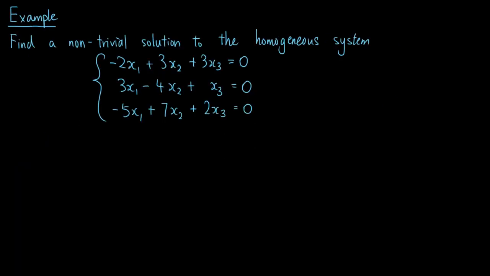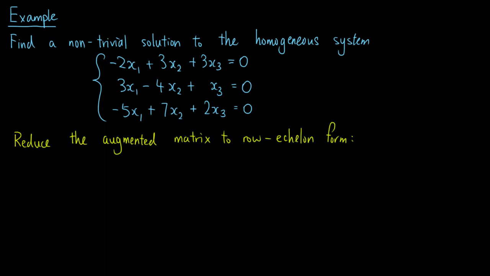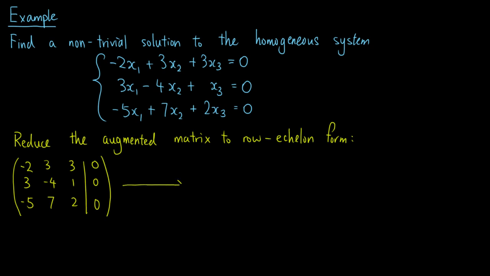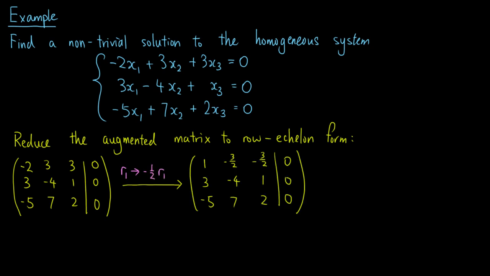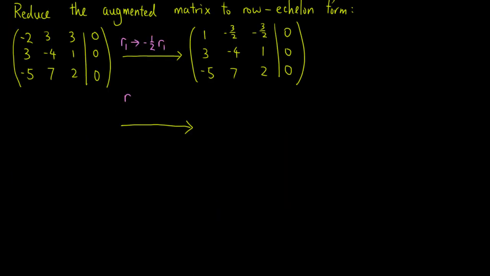Let's look at an example to find a non-trivial solution to a homogeneous system. As before, we reduce the augmented matrix of the system to row echelon form. However, this is not as smooth as before, because we see that none of the leading entries in the three rows is equal to 1. So we have to first multiply the first row by negative a half to change the leading entry to 1, unavoidably creating fractions in the later entries.